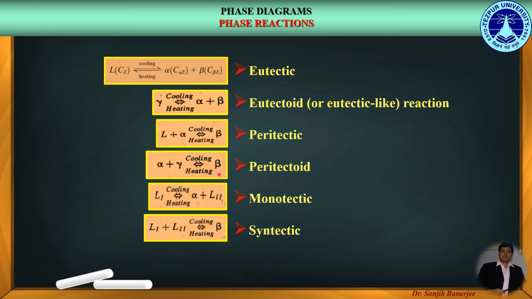Next, it comes the monotectic phase reaction, where a single liquid phase, that is L1, on cooling, is converted into a solid phase of alpha and another liquid phase, that is L2. Lastly, for the syntectic phase reaction, two immiscible liquid phases, that is L1 and L2, on cooling, is converted into a solid phase of beta. So these are the different phase reactions which are available.